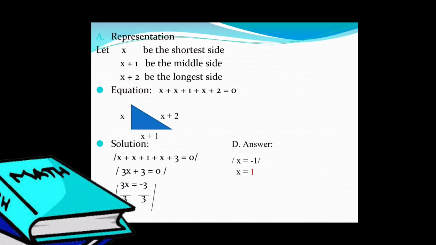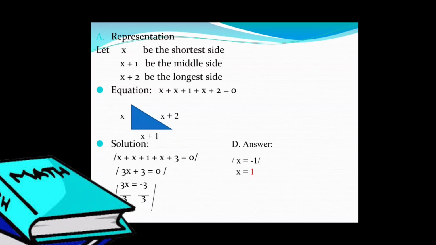And for our solution, x plus 1 plus x plus 3 is equals to 0. We need to combine like terms, so 3x plus 3 is equals to 0. And we need to isolate the variable. So 3x is equals to negative 3, divide both sides by 3. So x is equals to negative 1, or the absolute value is 1.